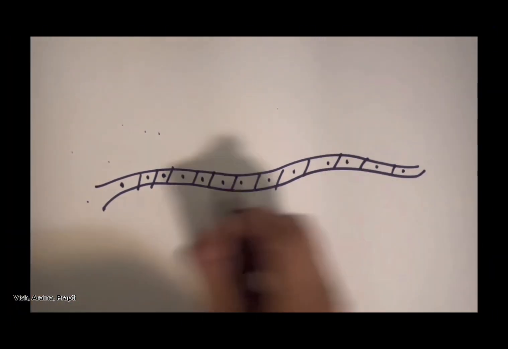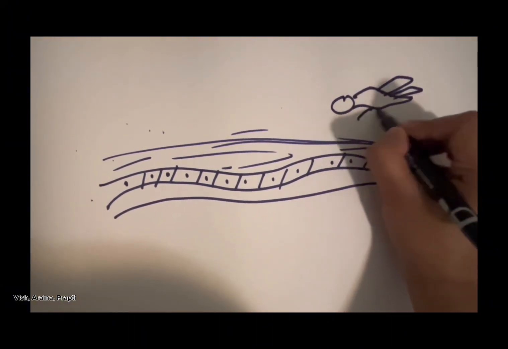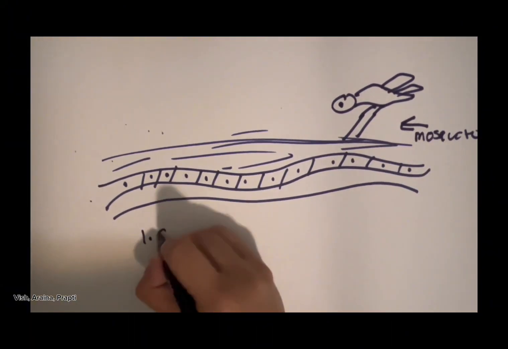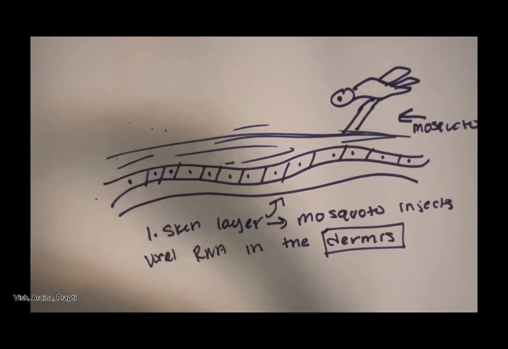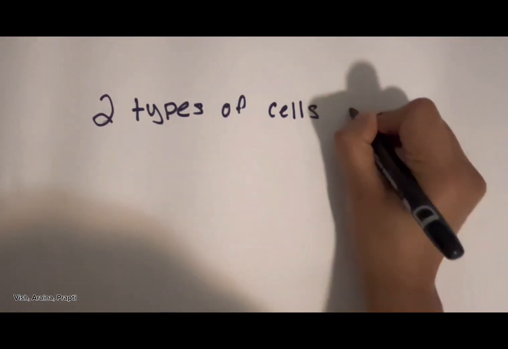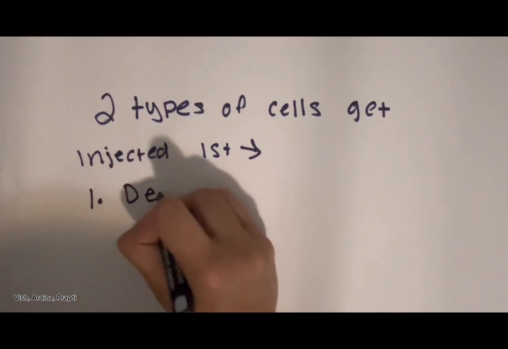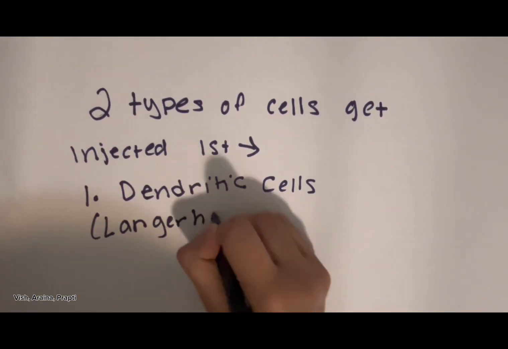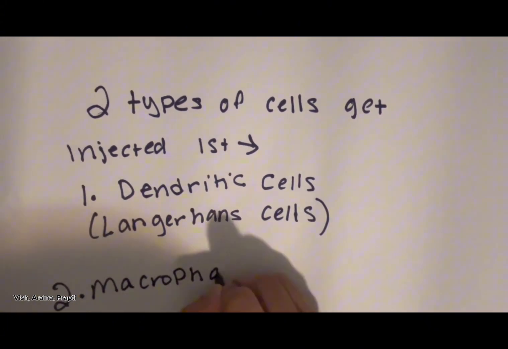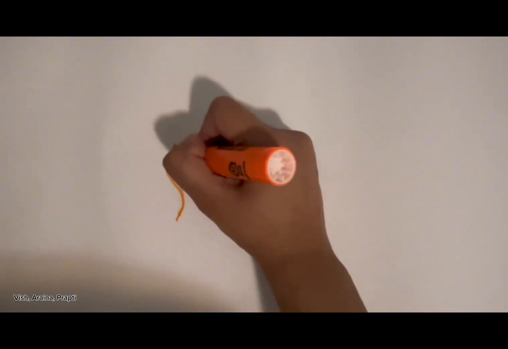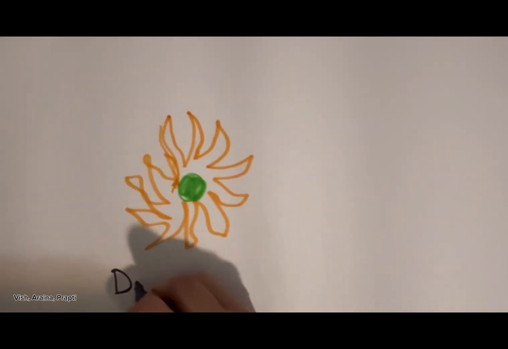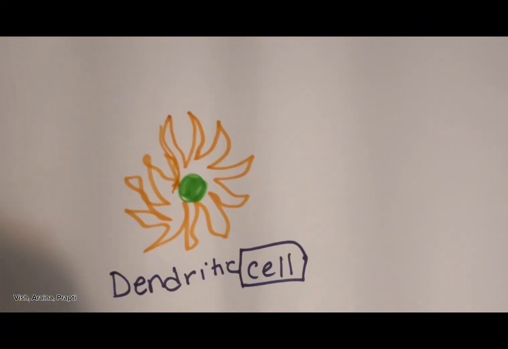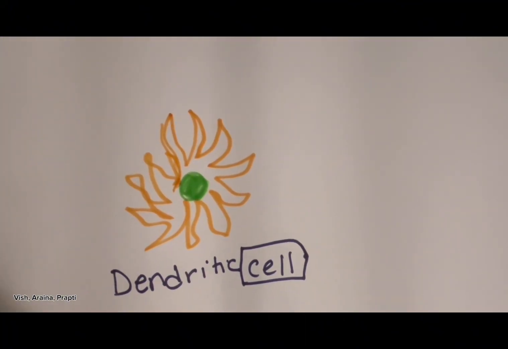As you can see here, the mosquito is on the dermis of the skin, and the mosquito is injecting viral RNA into the dermis. There are 2 types of cells, again, that get infected first, which are dendritic cells and macrophages. Once the virus is injected inside the cell, as you can see here, this is a dendritic cell. It's like a flattened octopus-shaped cell. And there are also macrophages, which are more like globular-shaped cells. They both have nuclei, and they are the first types of cells to get infected by the mosquito.